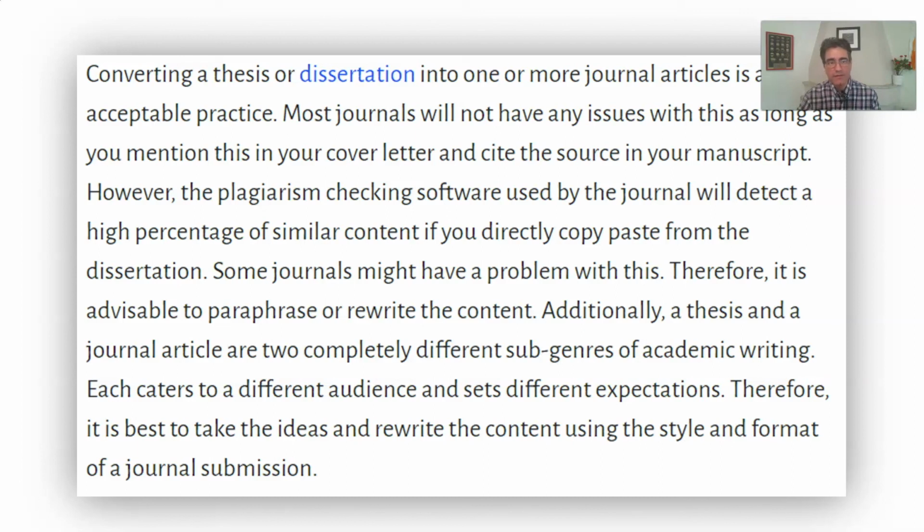But beyond that, just being completely transparent, as you'll see in another video, in your cover letter, that the manuscript that you're submitting comes from a dissertation or a thesis, will help them if what you submit comes up as being similar to something that's already online, then they can look and say, okay, yeah, well, this was a dissertation, and so that's okay.